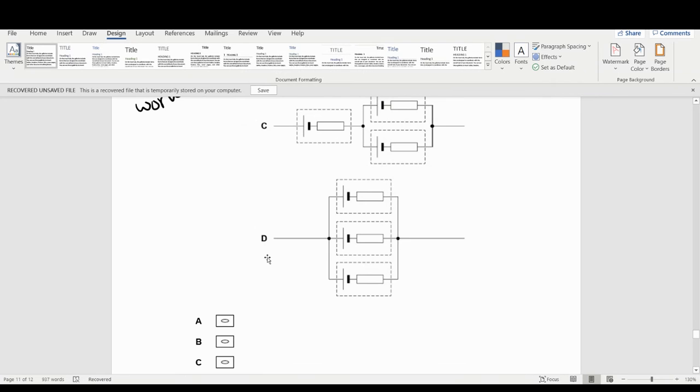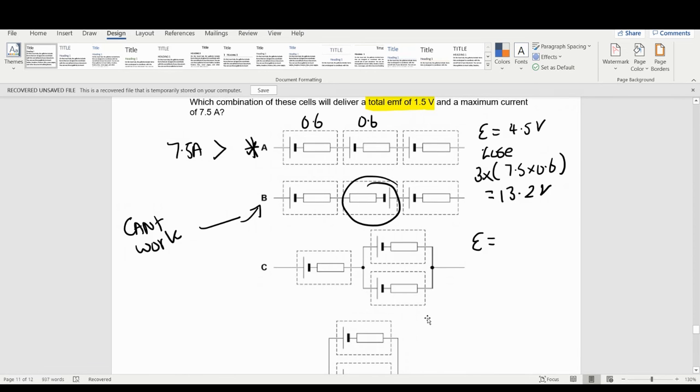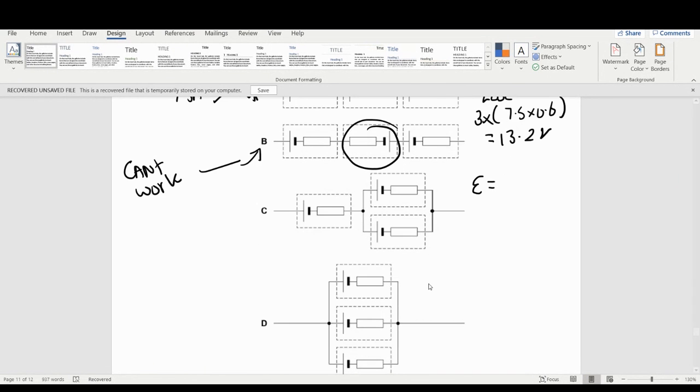So let's look at this one here. Let's go down. This one, they're all the right way around, so that's good. I'm going to get a maximum EMF of 3 volts. We've got 7.5 going through here, and then as it goes through here, it's going to be 3.75, and that's going to be 3.75. So the voltage lost is going to be 7.5 times 0.6, so 4.5, and 3.75 times 0.6, which is 2.25. Which is going to be 6.75 volts. So this can't work. I'm not going to get my maximum current in this one at all.